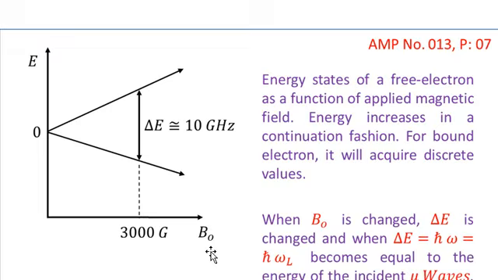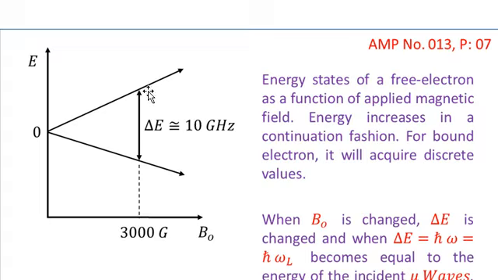And by changing the value of B naught to 3000 Gauss, we have changed the separation between the spin resonance levels to match with the frequency of the microwaves, equal to 10 gigahertz. And under this condition, the resonance will occur. That is, the sample will absorb the microwave and a dip in the diode signal will be recorded.